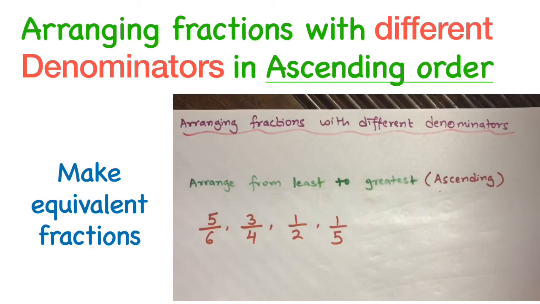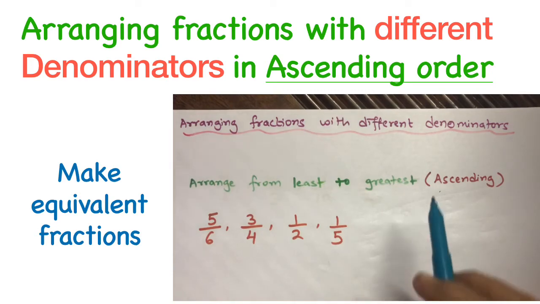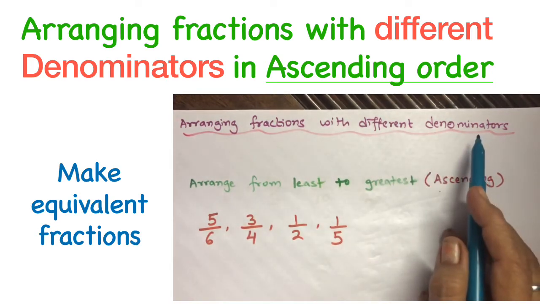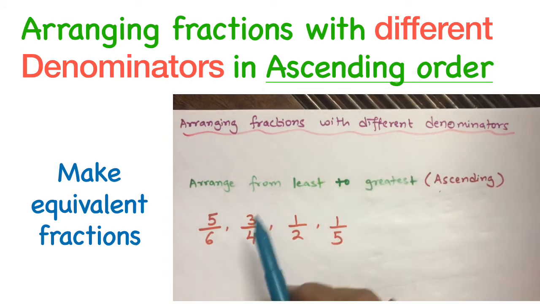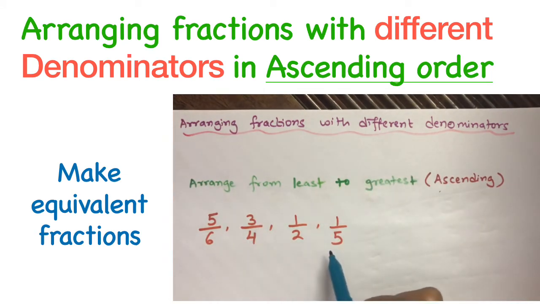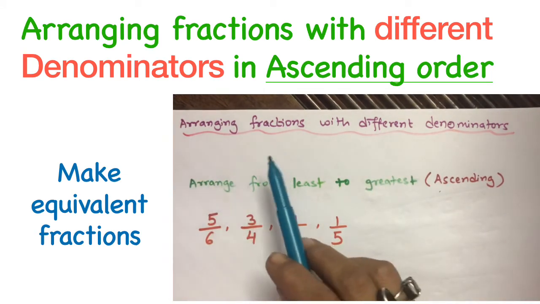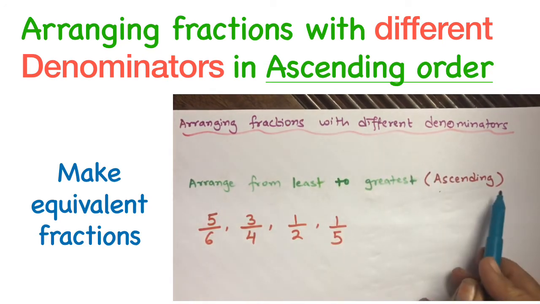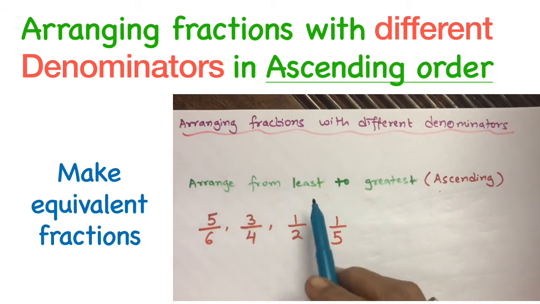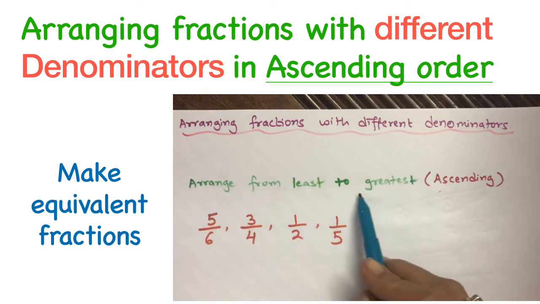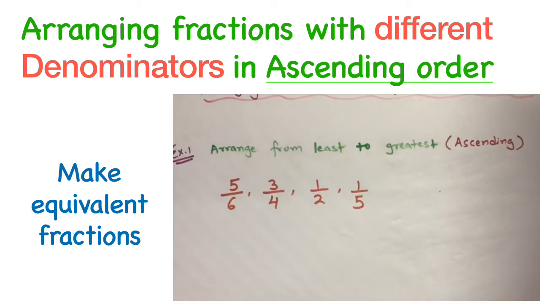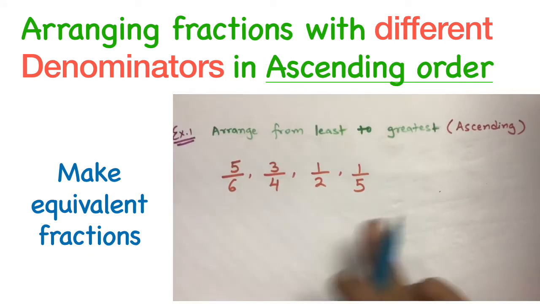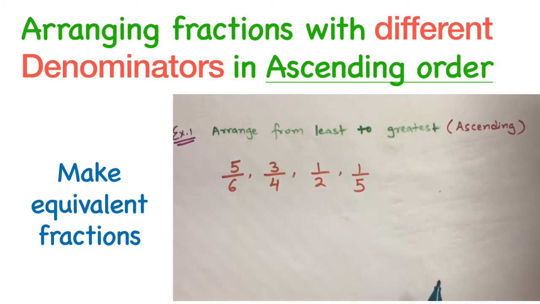Now the second type is with different denominators, that is unlike fractions. The fractions whose denominators are different. We will arrange fractions with different denominators in ascending order, that is arranging from least to greatest. Example 1. For unlike fractions, what we do? We make equivalent fractions first.